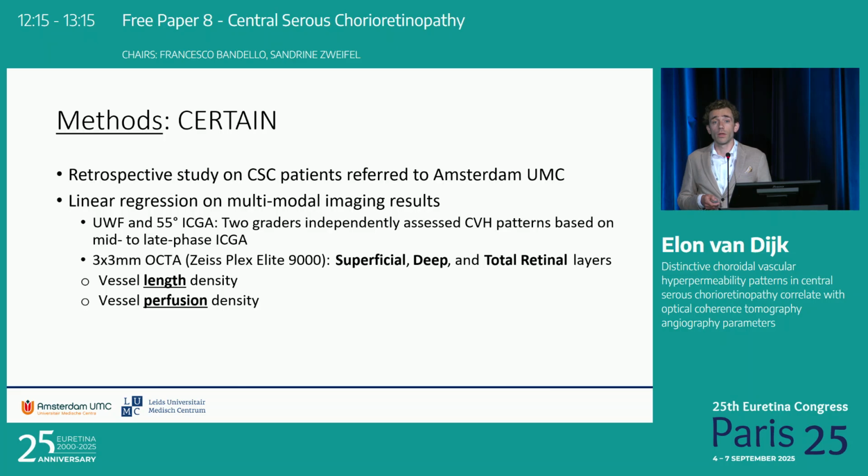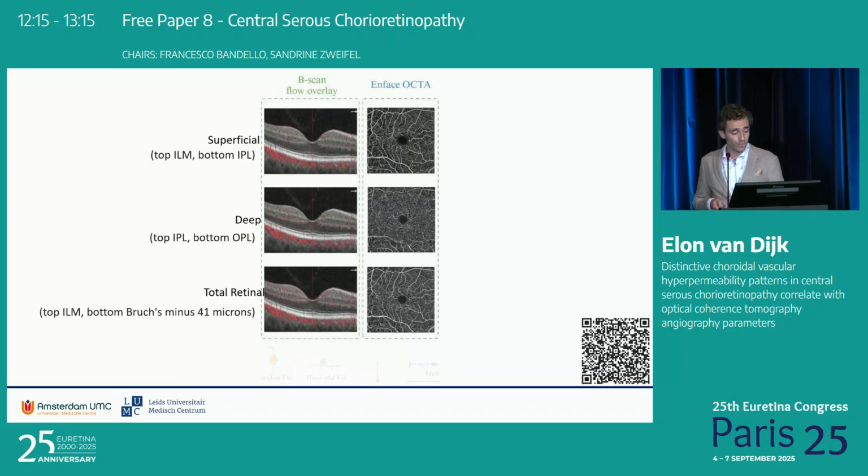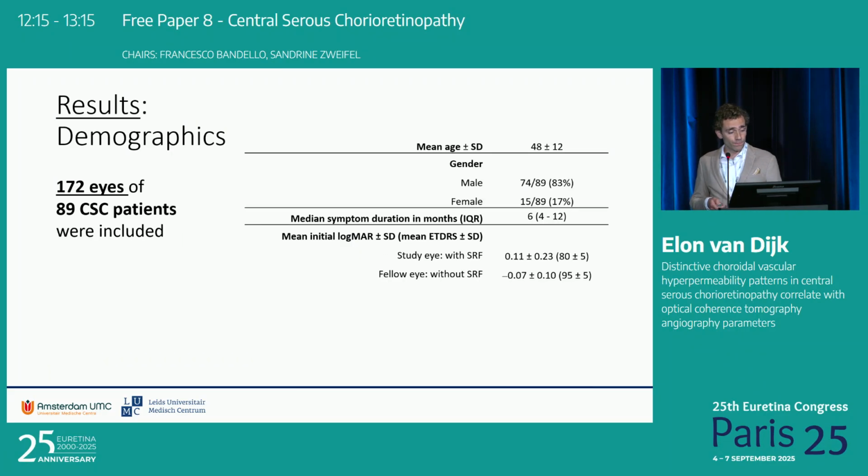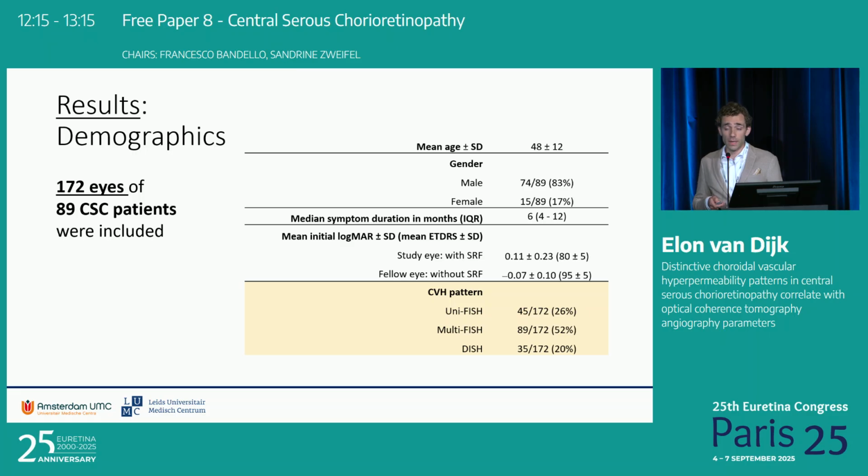And we also looked at the OCTA, with the Zeiss Plex Elite machine, on the superficial, deep, and total retinal layers. We mainly looked at the vessel length density and the vessel perfusion density. We included 172 eyes of 89 patients. These patients mainly had multifish: 52% had multifish, a quarter of them had unifish, and a quarter had dish.